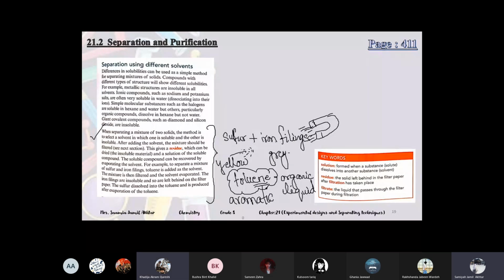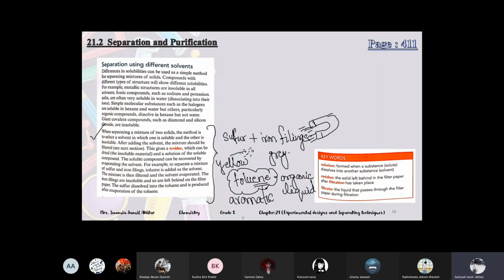There are two types of chemicals in chemistry: aromatic compounds and chromatic compounds. Chroma is from color, so the colored compounds are chromatic. Aromatic compounds are those which give smell, fragrance. So toluene is one of the aromatic compounds.